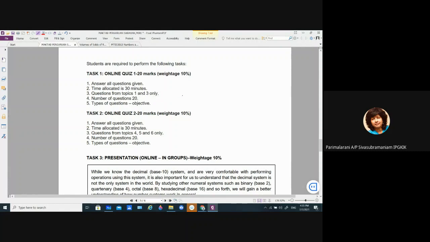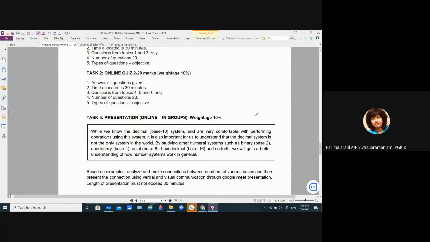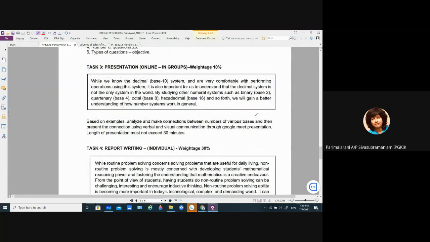Okay, so right now, currently, you are studying topic 2. So after you finish topic 3 only, you will be doing quiz 1. Okay, quiz 2 also same, 30 minutes, 20 objective questions from topics 4, 5, and 6. So quiz 2 will be quite late at the end of your course. Okay, so quiz 1, task 1 and task 2 are both quizzes. Okay, then we move on to task 3.